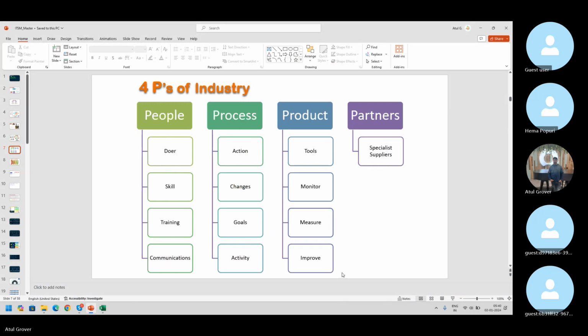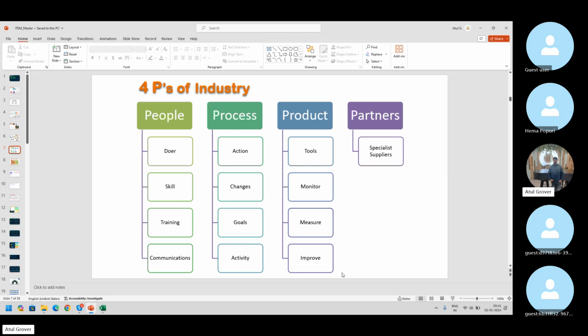Sooner, these diaries got replaced by the Excel sheets. And later, this Excel sheet was replaced by the mobile apps. So product means, by using that, you're improving it. You're measuring it. You're monitoring it.